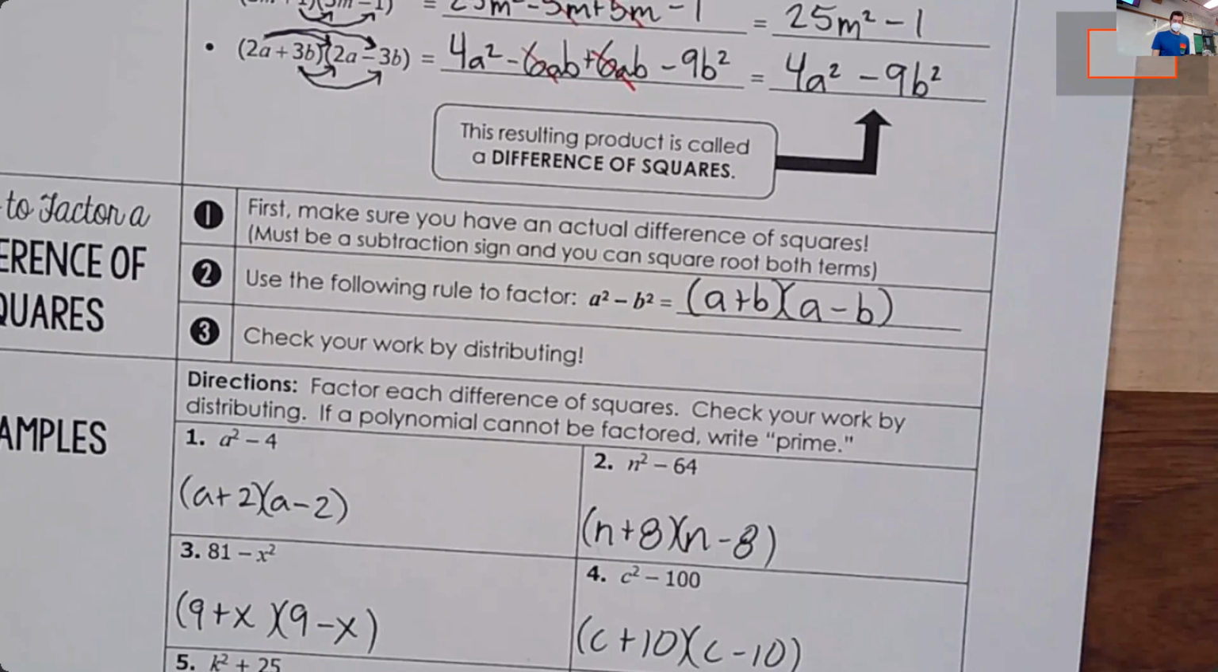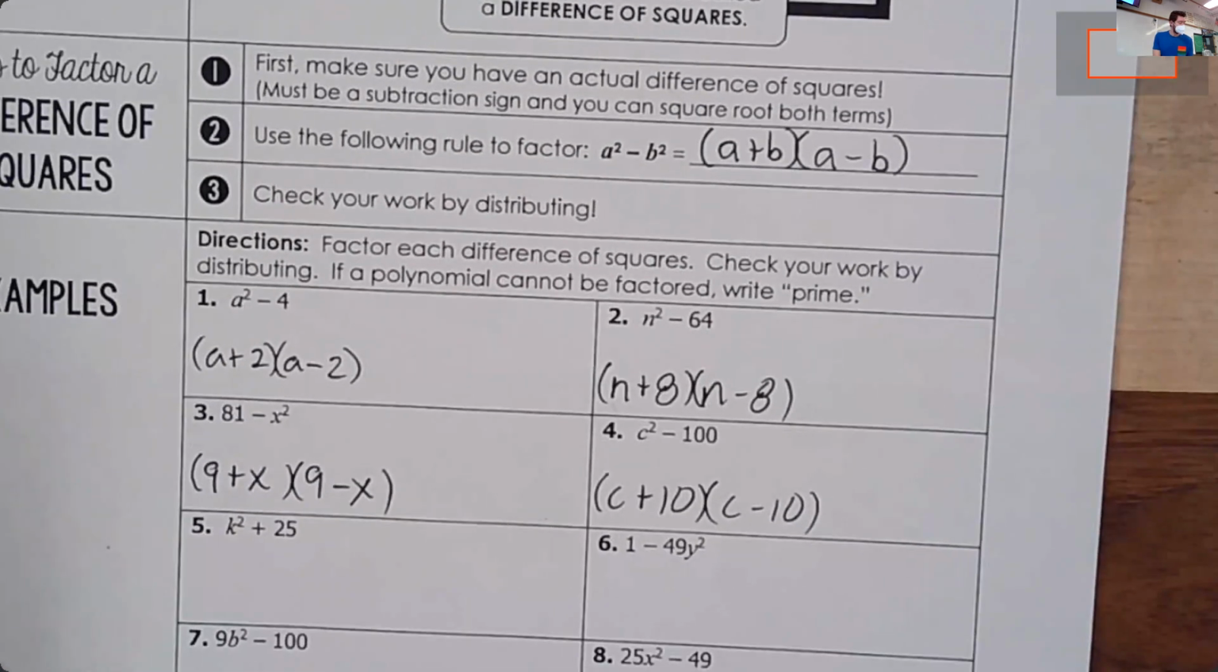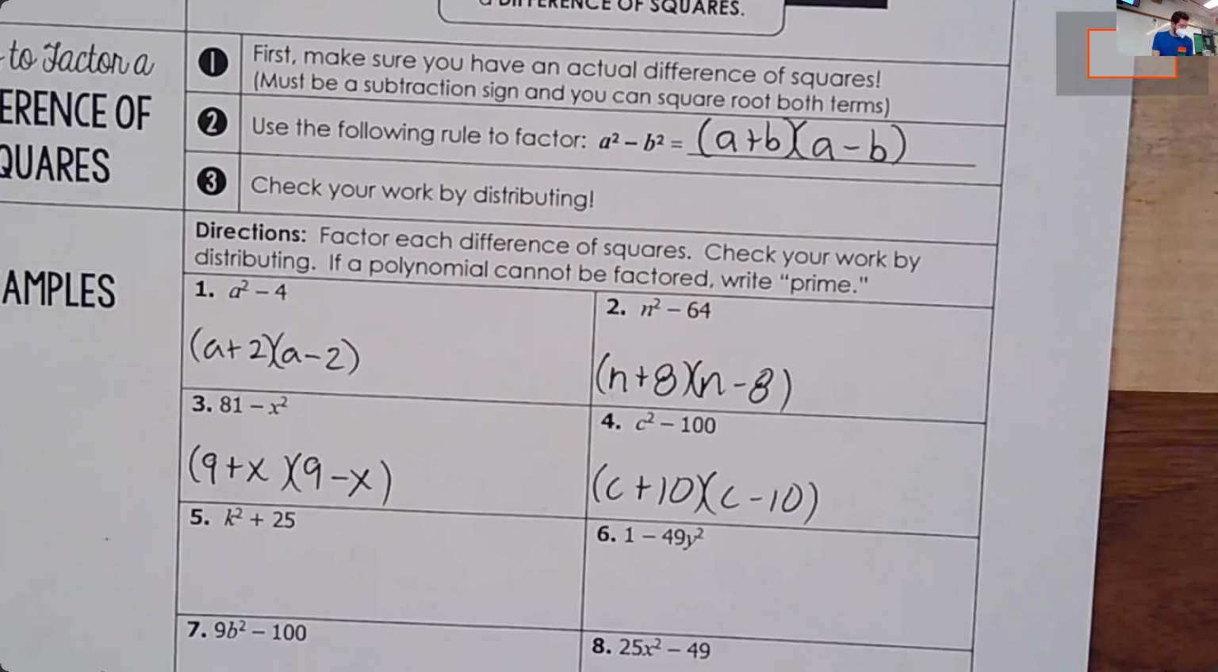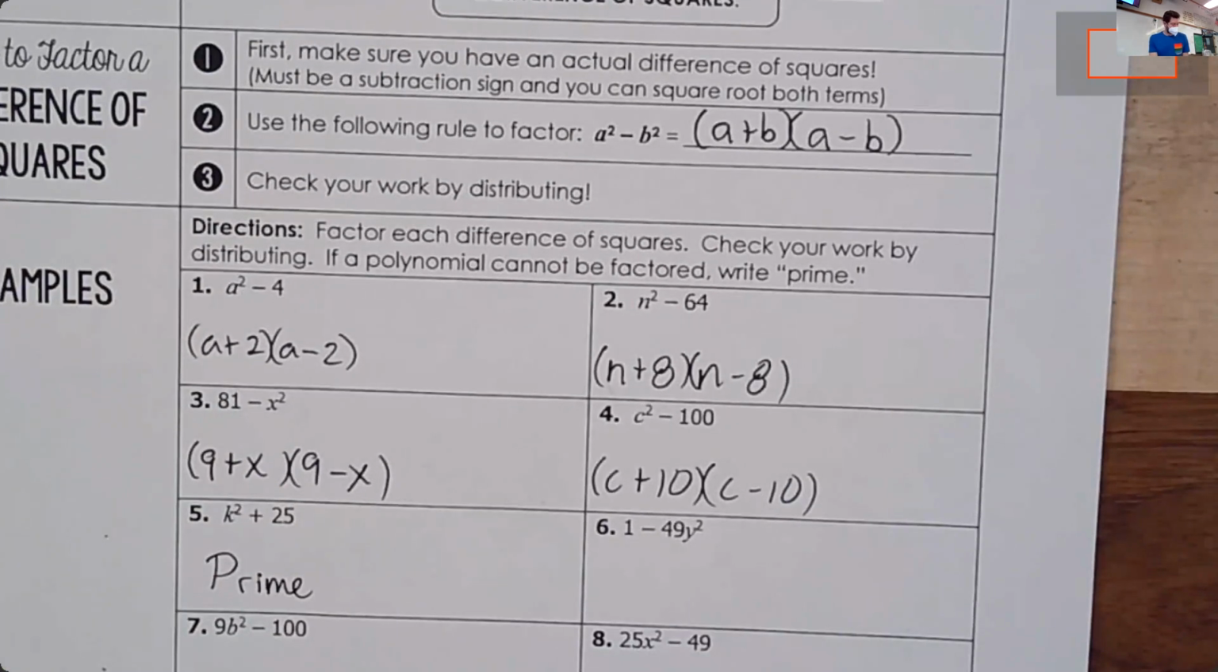All right. So let's see, number 5. Tanner, do you have anything for number 5? Oh, shoot, you know what? I said there were no prime ones. I lied. 5 is actually prime. Sorry. 5 is prime. I misled you. I apologize.